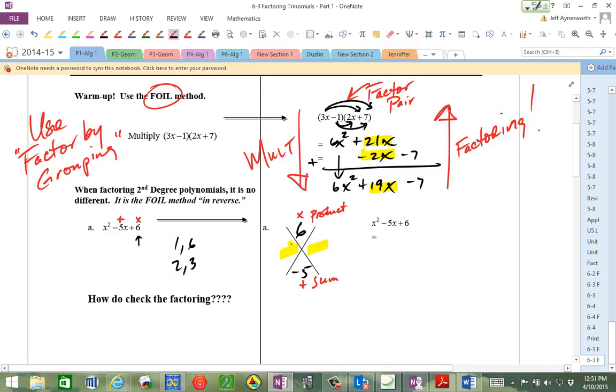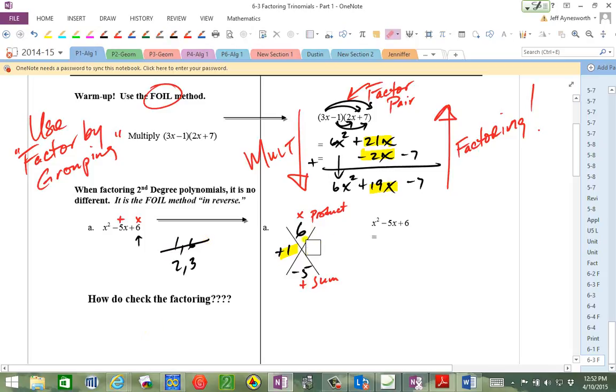Now I'm going to put them in. 1 and 6: 1 times 6 is 6, but 1 plus 6 is 7 and not negative 5. One of them has to be negative. If you make the 1 negative, you get a negative 6 up top and a positive 5 down below, so that doesn't work. Even if you switch the signs, 1 plus negative 6 is negative 5, but they multiply to negative 6. So this choice is not good.